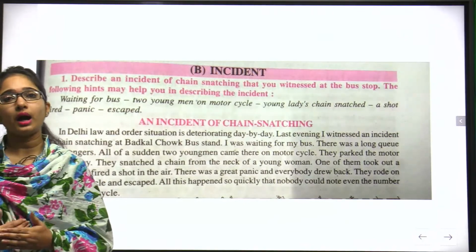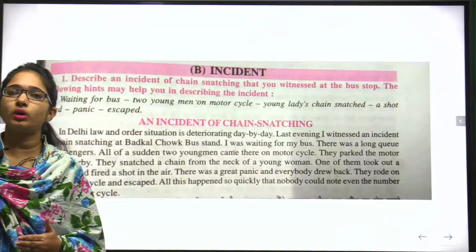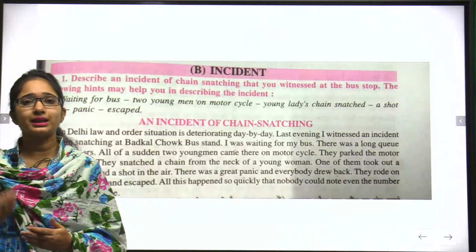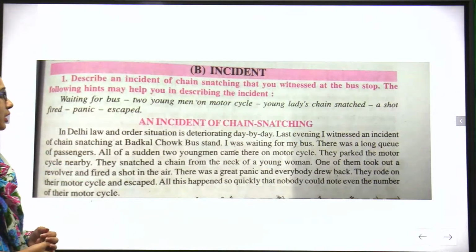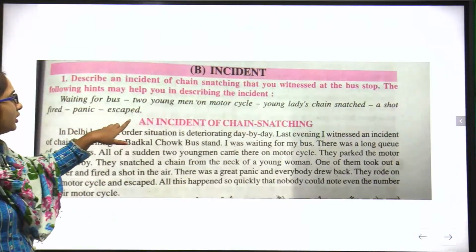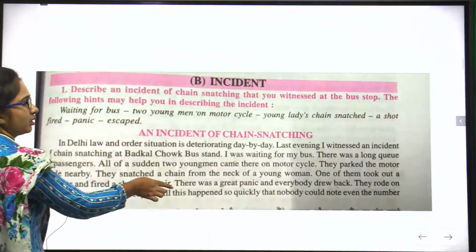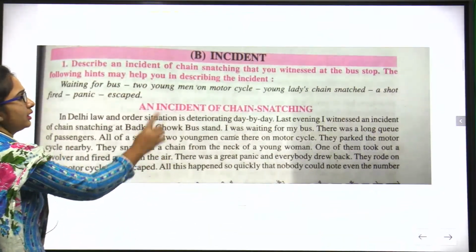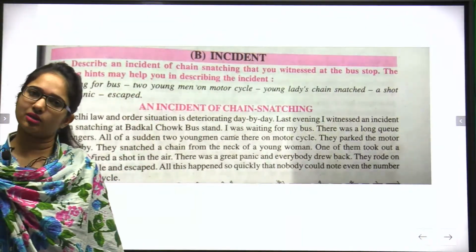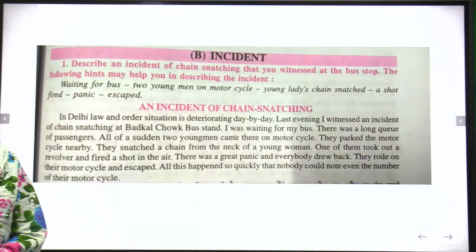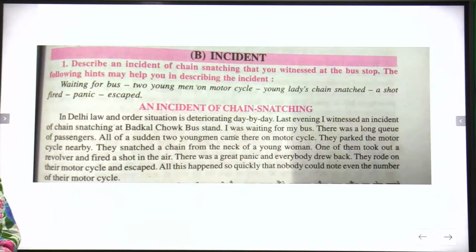So you are a witness of it. Now you have to speak up in your own words how you have seen the incident that happened there. So let's start. First, we have given the introduction and the heading, "An incident of chain snatching." Now, to make it attractive, we have written it in capital letters. So let's start with it.